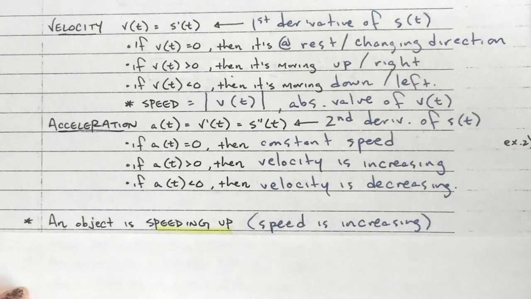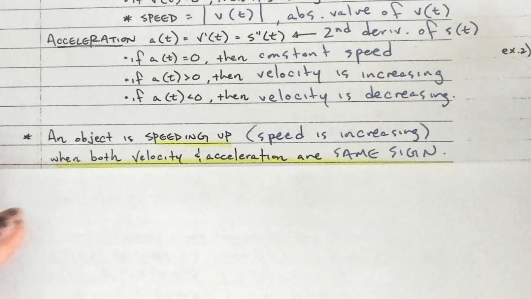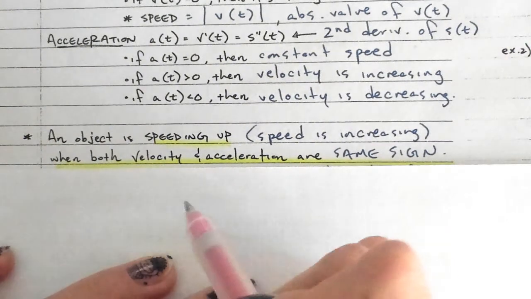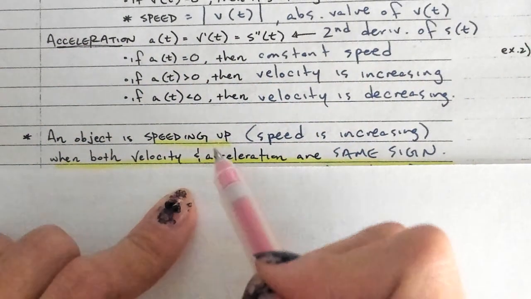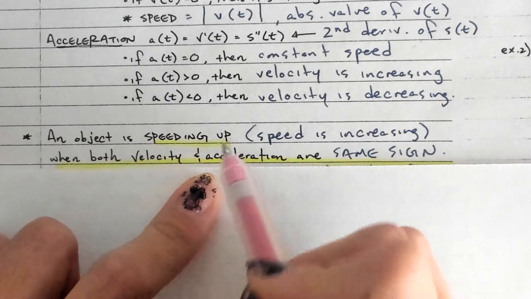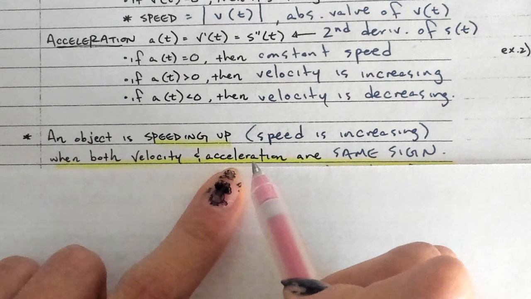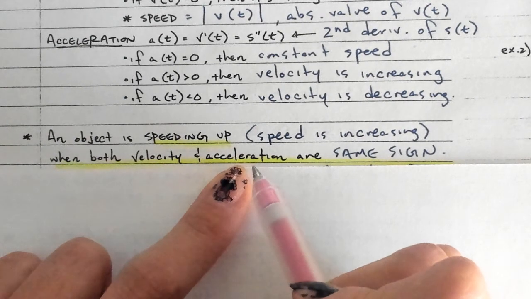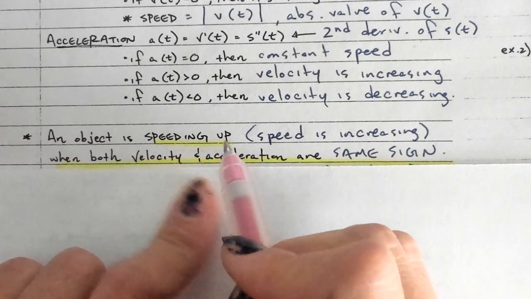So an object is, I like this part, speeding up. You're increasing in speed when both velocity and acceleration are the same sign. So we say the object is getting faster and faster, speeding up, when you're in a car going, let's say, north, and your foot is going down on that pedal, right? So that makes sense. You're speeding up.